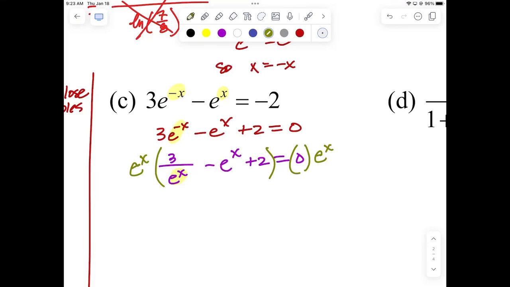Is it going to bear fruit? Is this going to be the way to work the problem? I have no idea. I've never worked this one, which makes it fun. If I distribute now, the e to the x divides out in the first term, and I'm left with 3. What do I get in the second term? What's e to the x times e to the x?